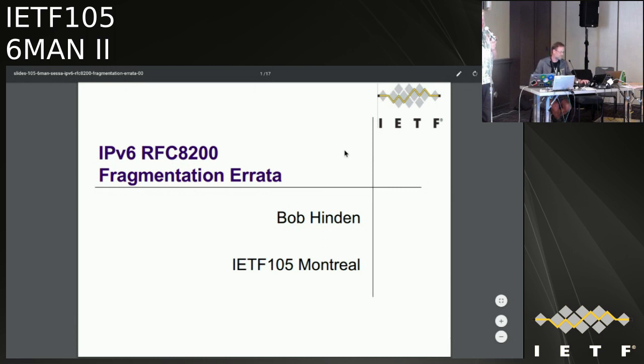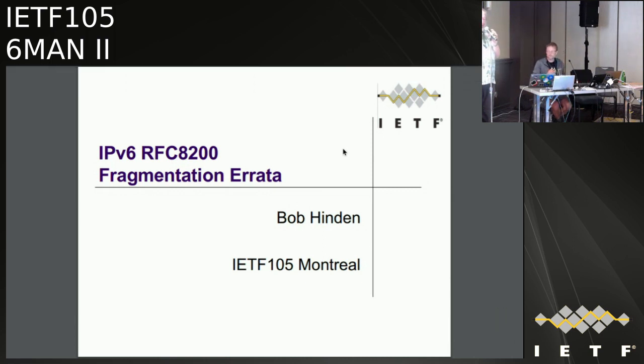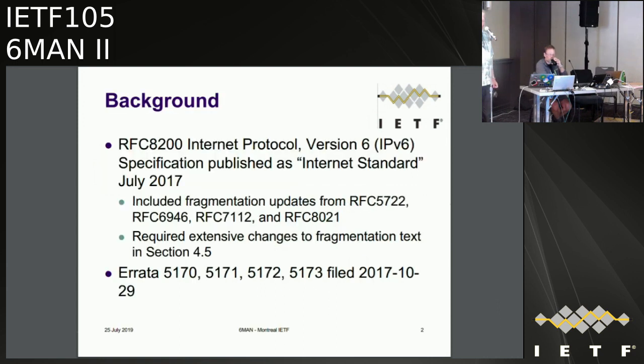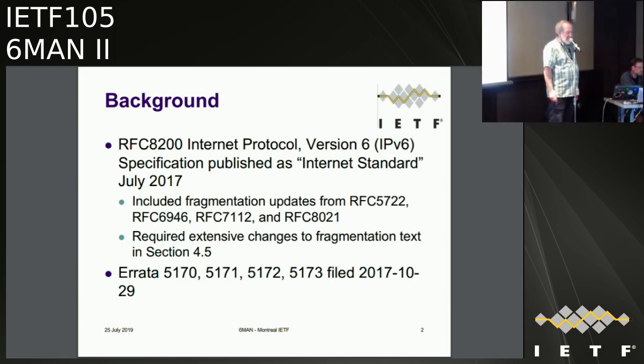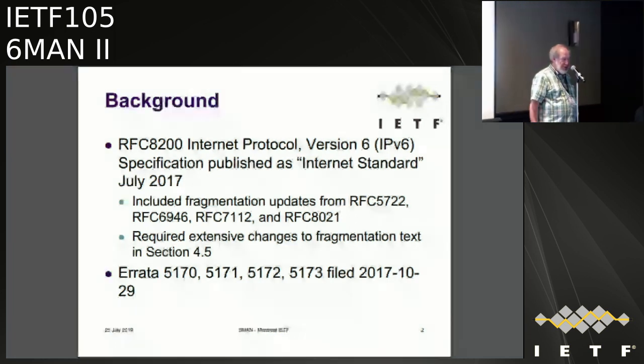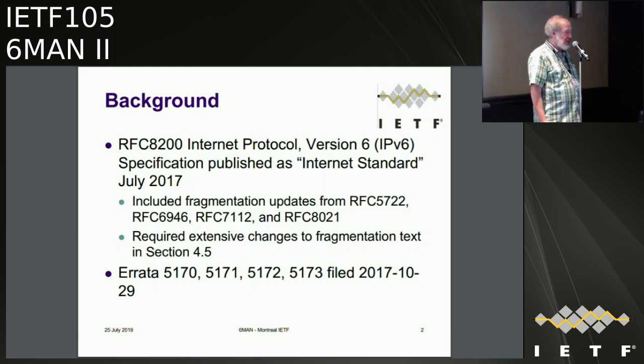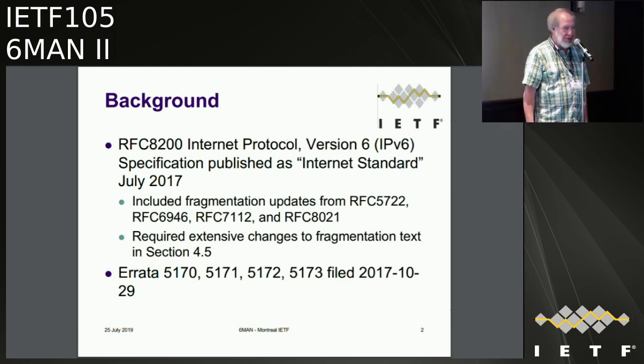The target position. So I'm going to talk about the fragmentation errata for RFC 8200, the IPv6 spec that we did, what was it, last year? Or the year before that. RFC 8200 was published as an internet standard, July 2017. And it included fragmentation updates from 4 RFCs, and as the document editor, it was quite challenging to bring all that in and have coherent text. And I think, based on the errata, we didn't quite succeed in doing that correctly.